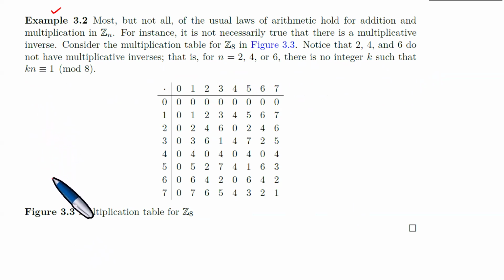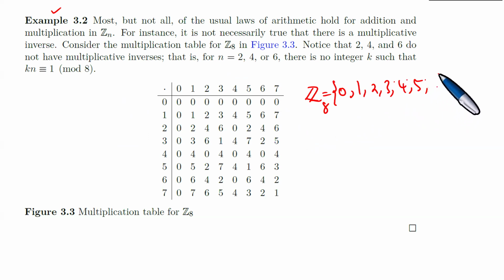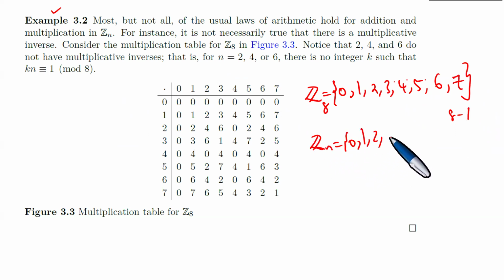Now let us check that. We're looking at modulo 8, which can be written as 0, 1, 2, 3, 4, 5, 6, 7. We stop at 8 minus 1, which is 7. And in general, for modulo n, we have 0, 1, 2, and so on, and we stop at n minus 1.